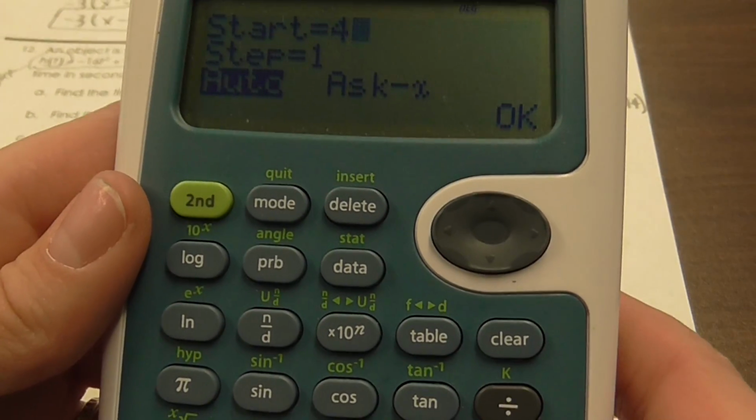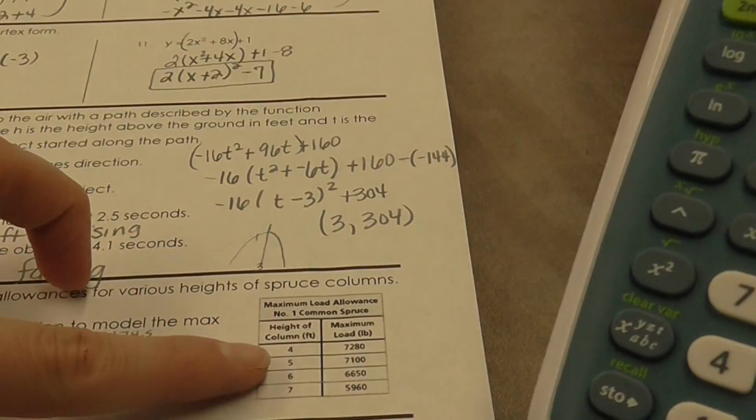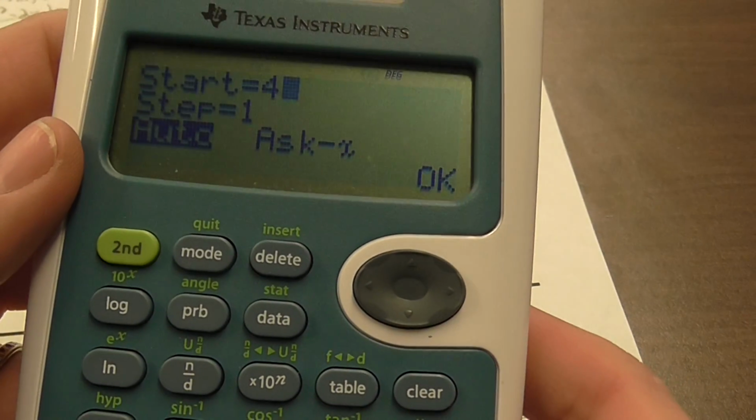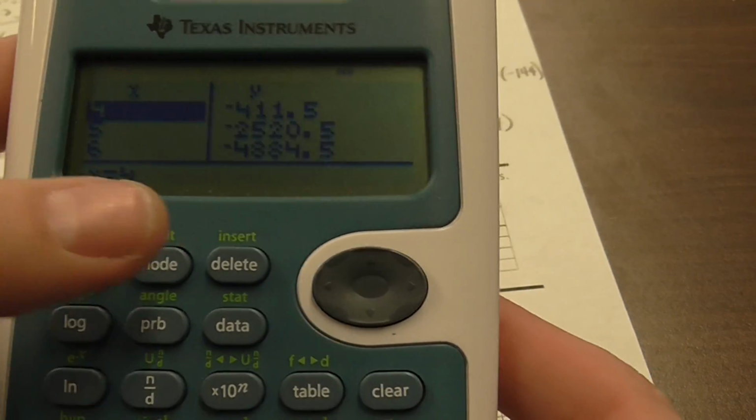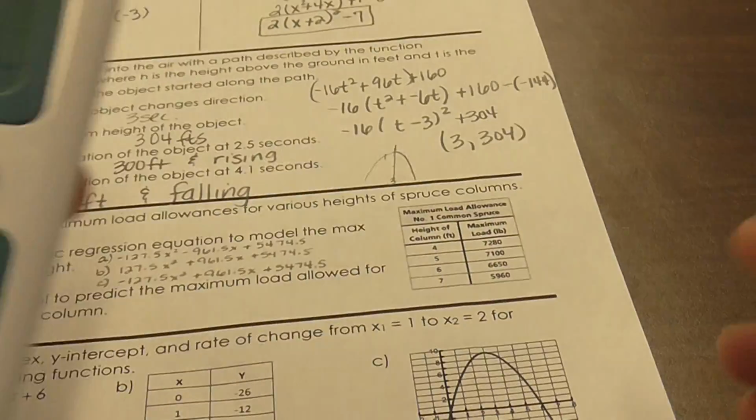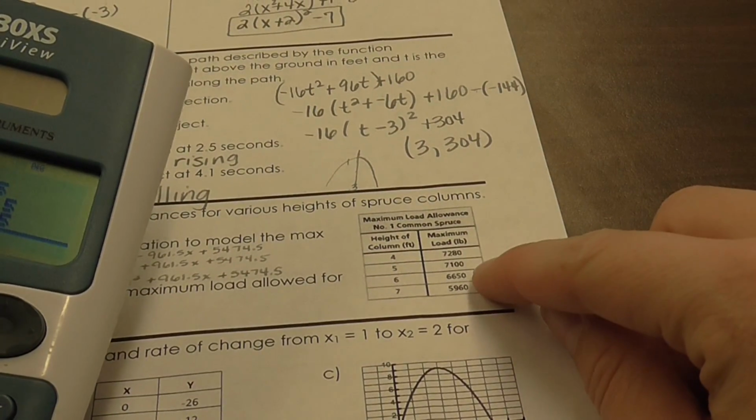Alright, so I'm going to plug all that in, and because this starts at 4, I'm going to ask it to start at 4, not 4.1. It goes up by 1 each time, so I'm going to let it go up by 1 each time. So it's going to start at 4 and step up by 1, and I'm going to go okay. Now I'm just looking to see, did these y values match those? Not even close. So now I need to check the other one.